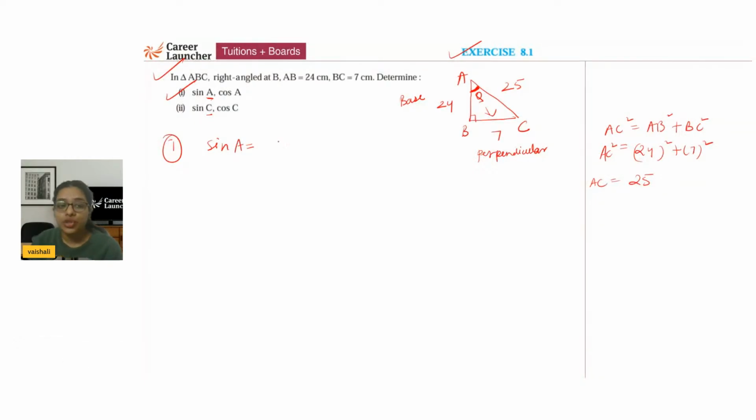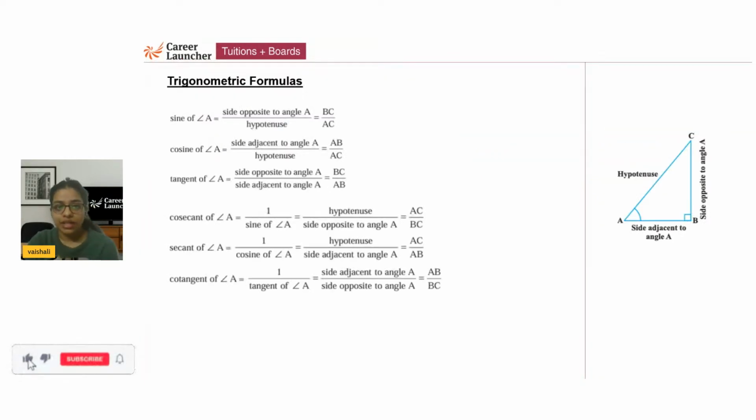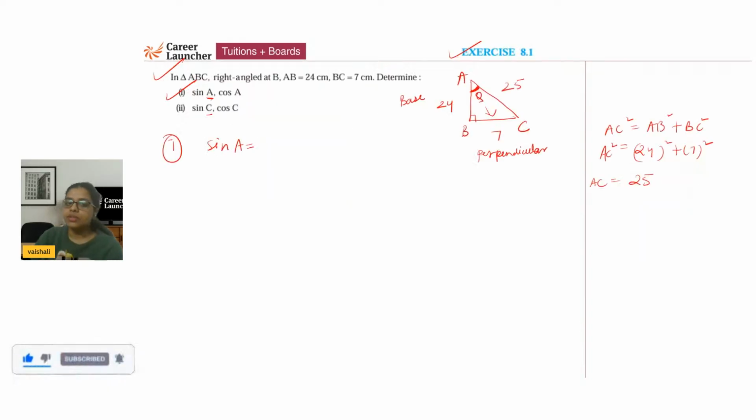But you know sin A is what? Let's come back here. Perpendicular upon hypotenuse. It's always perpendicular upon the hypotenuse. So this is what? 7 divided by 25.